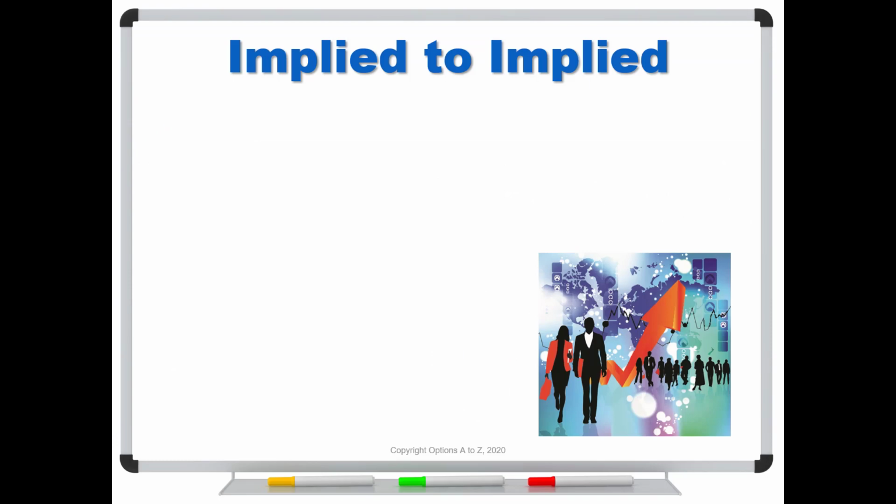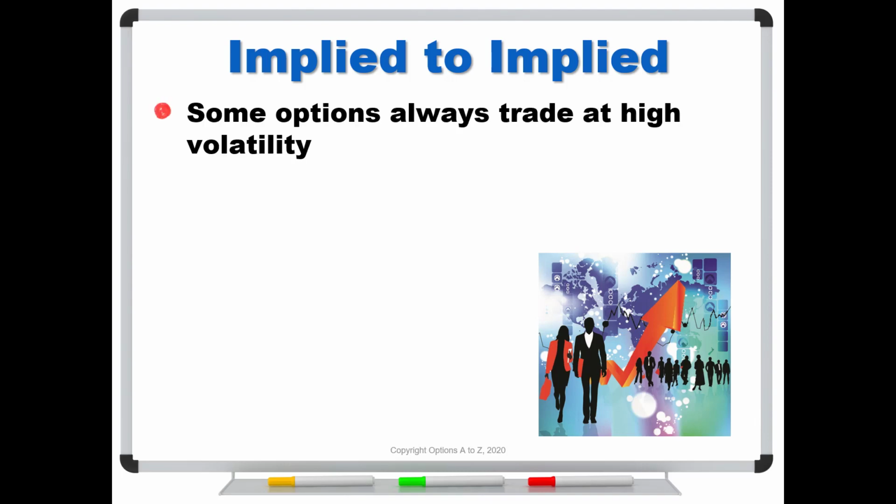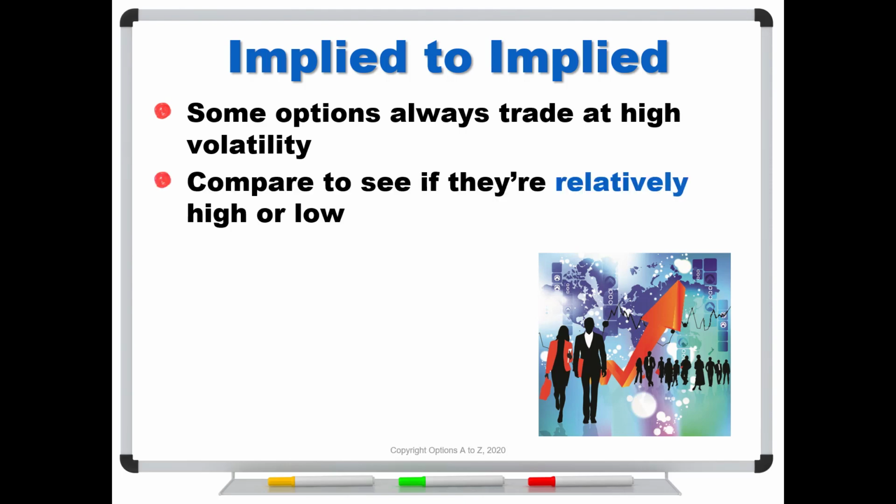Now there's another comparison that you should also learn to do, and that is to look at the implied versus the implied. Compare those together. Why? Well, some options always trade at high volatilities. It's what we call some very high risk premiums that are in there. And so just because it might be trading at a volatility higher than the stock's historic volatility doesn't necessarily mean it's a bad deal. In other words, what we have to do is to compare to see if they're relatively high or low. And so to do this, we might want to check implied to implied.